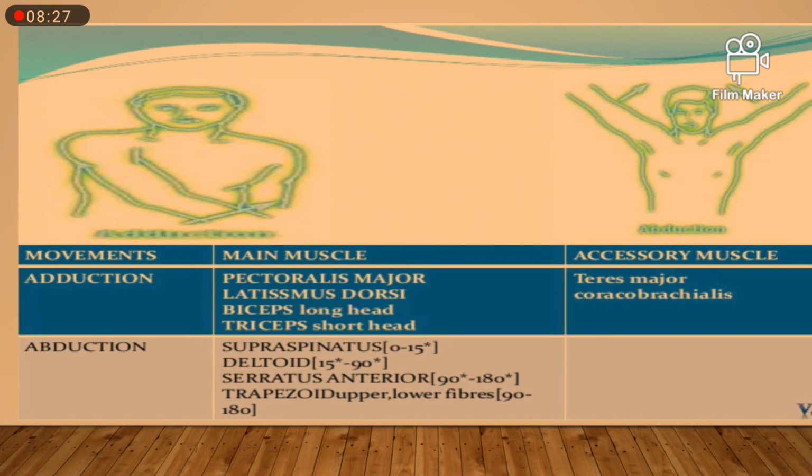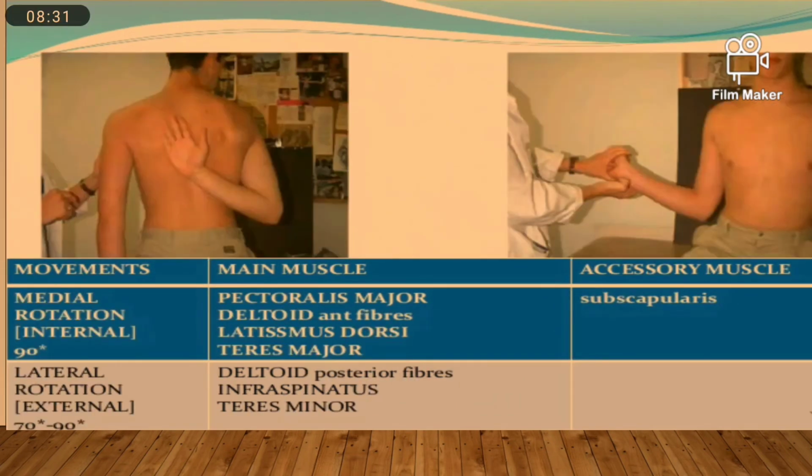Abduction is by supraspinatus and deltoid, 0 to 15 degrees and 15 to 90 degrees. Then medial rotation is done by pectoralis major, deltoid, latissimus dorsi and teres major, assisted by subscapularis. Lateral rotation or extension is done by deltoid posterior fiber, infraspinatus and teres minor muscle. You can see the movements above.